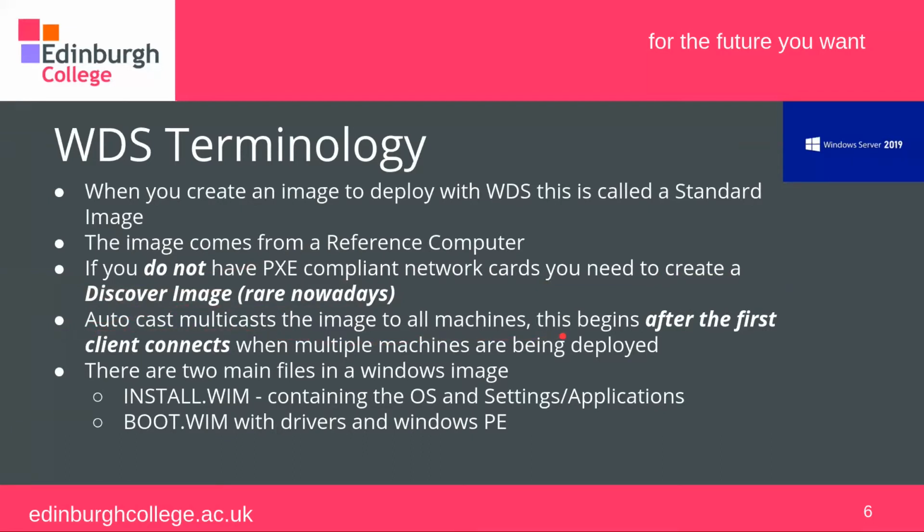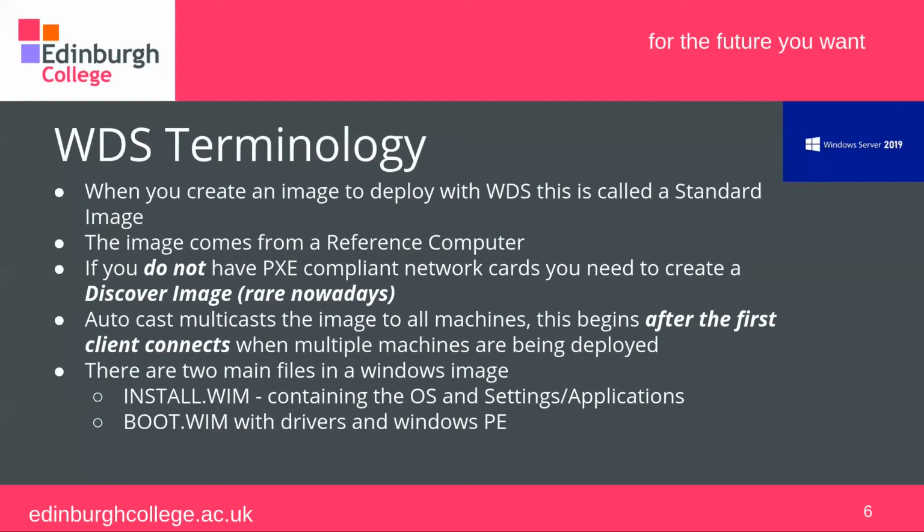Autocast, right? Autocast is Windows' version of multicast. Autocast multicasts the image to all machines, and this begins after the first client connects. So let's say you have, back in this room, these 10 computers. If each computer was to do a point-to-point connection to the server and try and draw a 10 gig image, that would initially very much slow down the network.